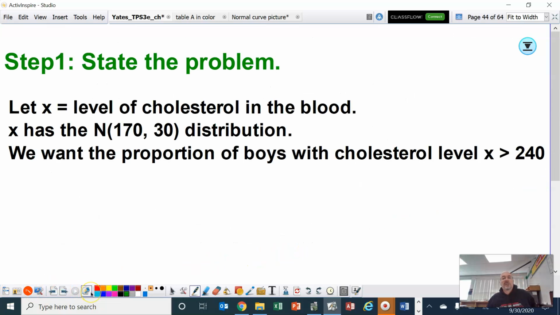medical attention. What percent of 14-year-old boys have more than 240 milligrams of cholesterol? All right, step 1, here it is. Again, this is in your book, on page 143. Let x, so this is what you've got to do for a problem. Let x equal the level of cholesterol in the blood. X has, as I talked about in the last video, a normal distribution with mean of 170 and standard deviation of 30. And what do we want to find? We want to know the proportion of boys with cholesterol level of X greater than 240.